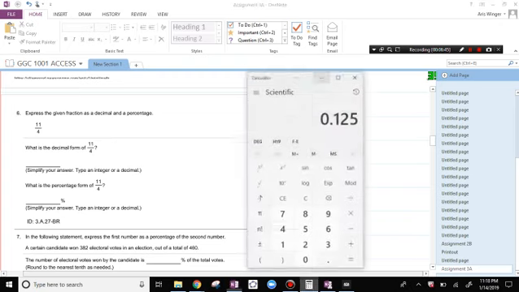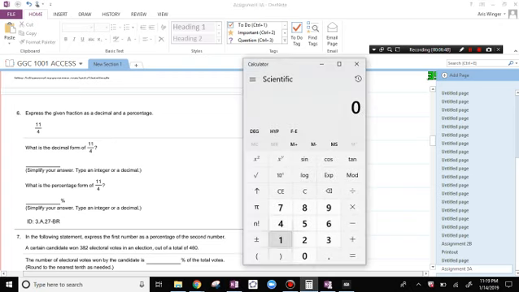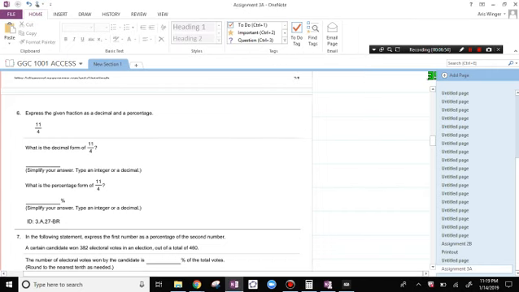11 over 4 is 2.75. And moving that over, that's 275%.